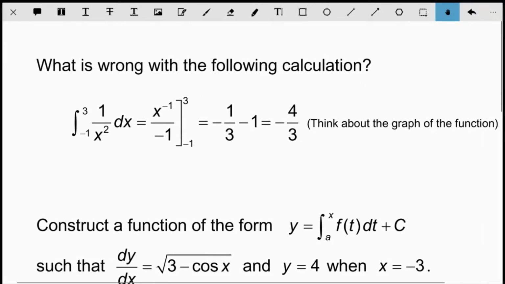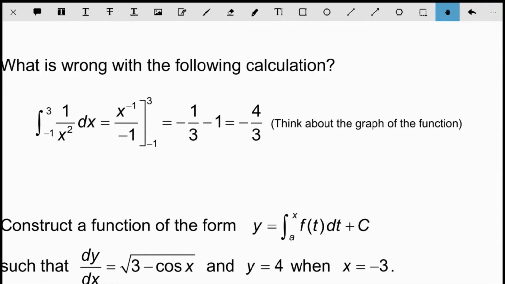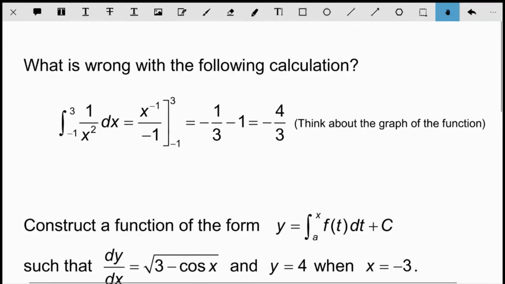All right, so here's some things that you need to be careful with. On this next one, it says, what's wrong with the following calculation? So I want you to look at that, and I just want you to think about that for a second. So go through all of the steps and see if you can see anything wrong with that.